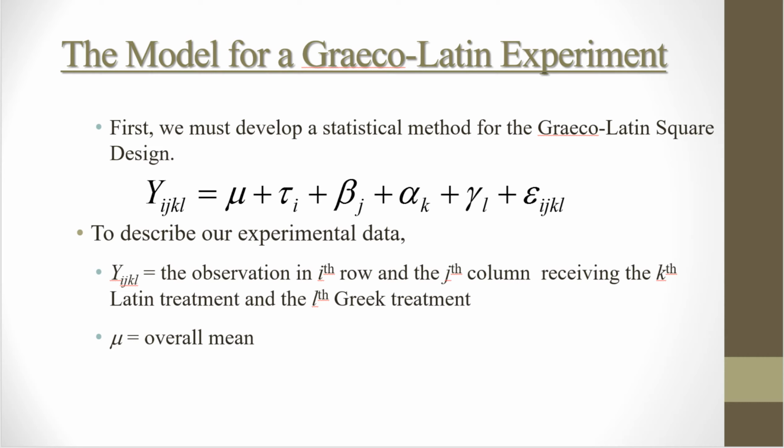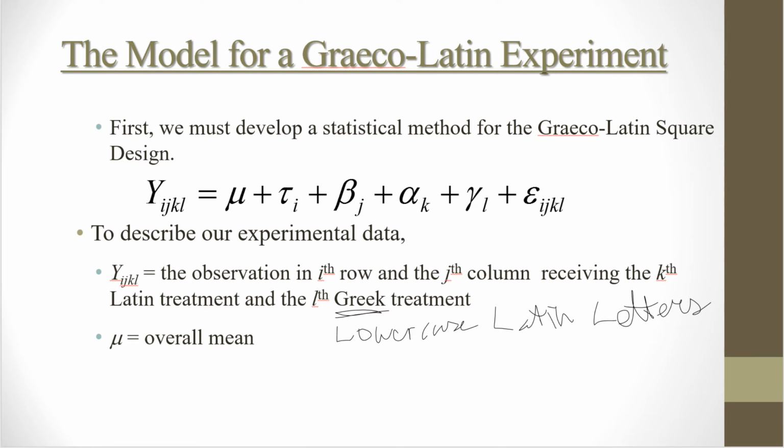So the model for a Graeco-Latin square experiment is extremely similar to a regular Latin square experiment. The only difference is you have one extra term to describe the third blocking variable. So Y_ijkl is the observation in the ith row and jth column receiving the kth Latin treatment and the lth Greek treatment. Just to clear up confusion, this would be our lowercase Latin letters in our case. Typically, they would use Greek letters.